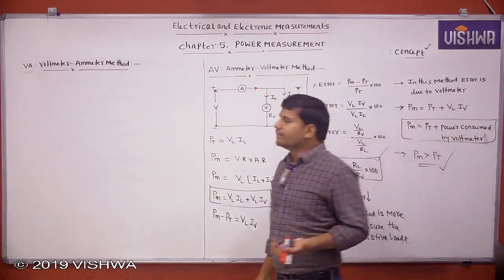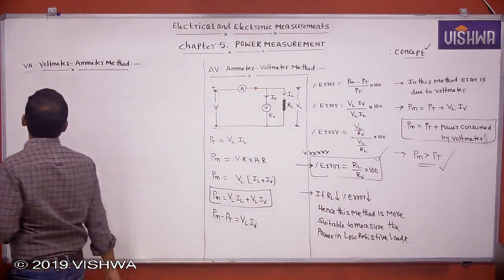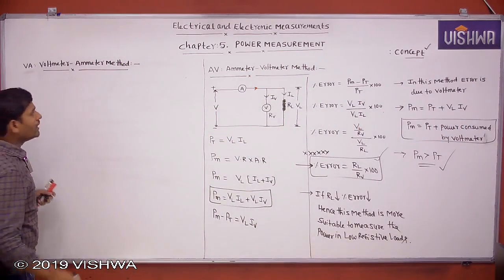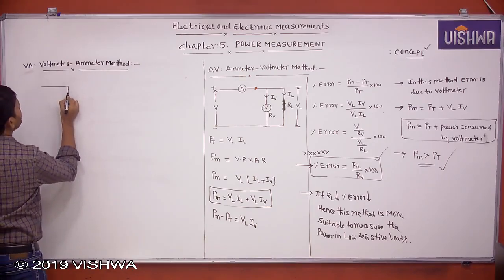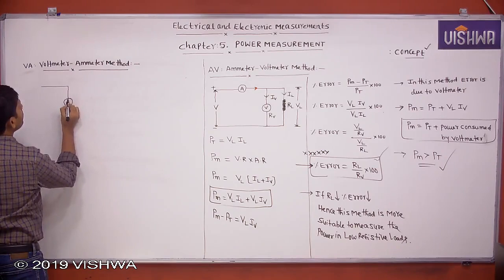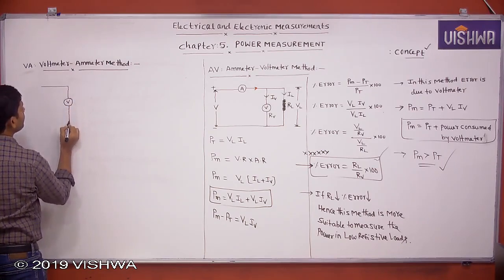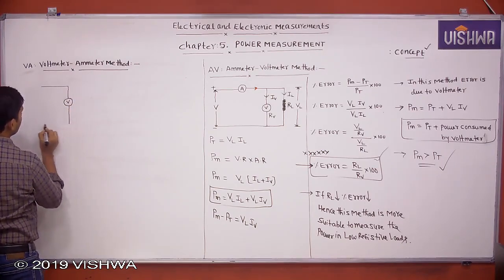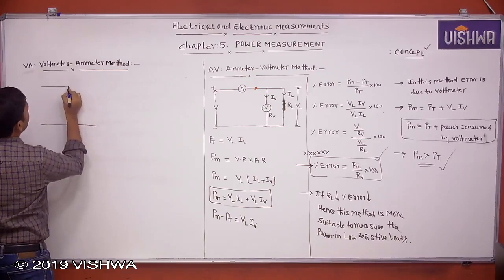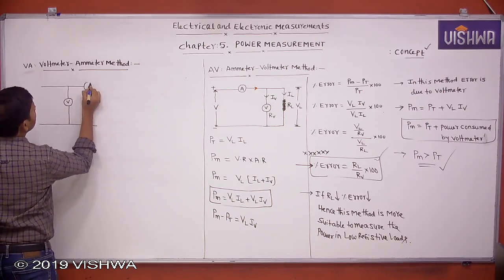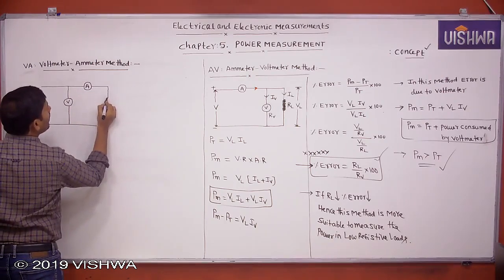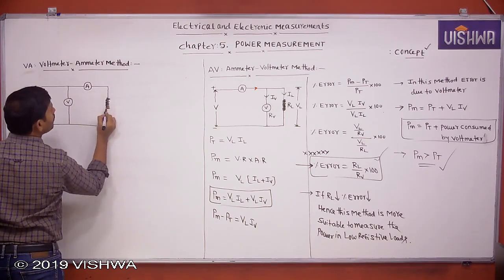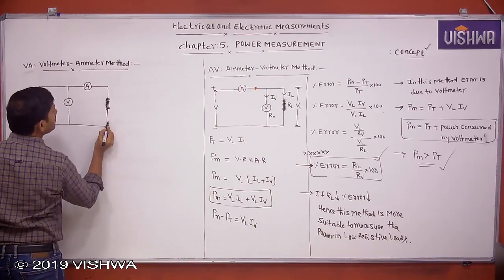Now tell me. The name itself indicates that first connect voltmeter, next connect ammeter. We know that voltmeters are connected in parallel. Then ammeter is connected in series. Then we are measuring the power in resistive load. It is a DC power measurement.